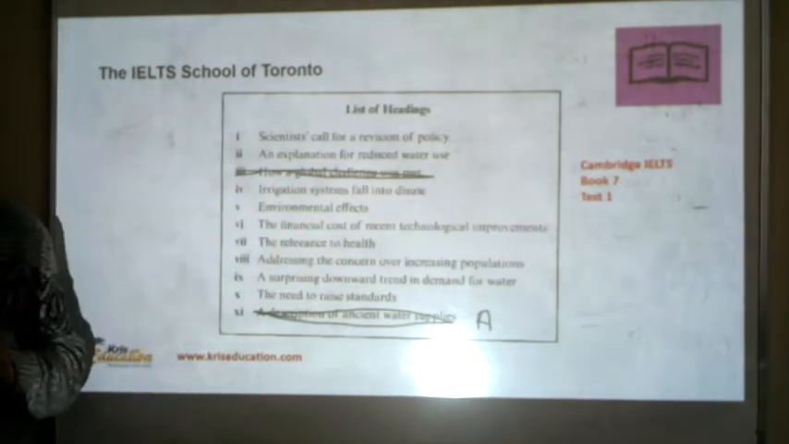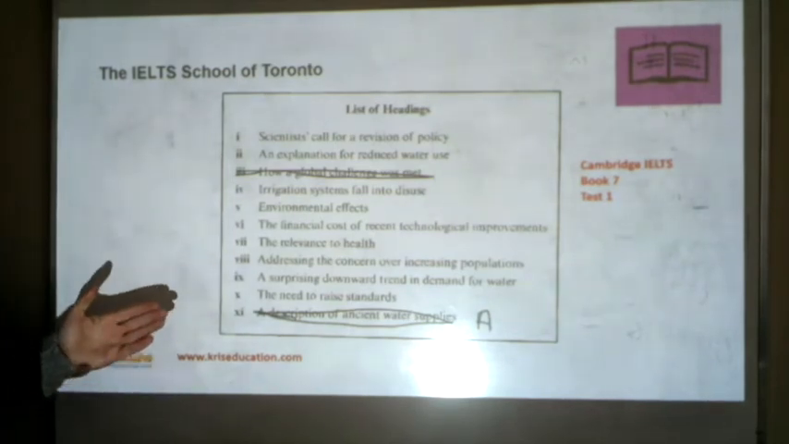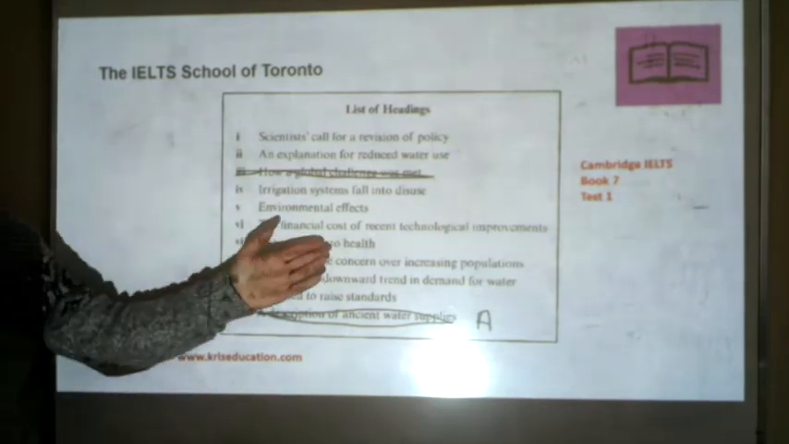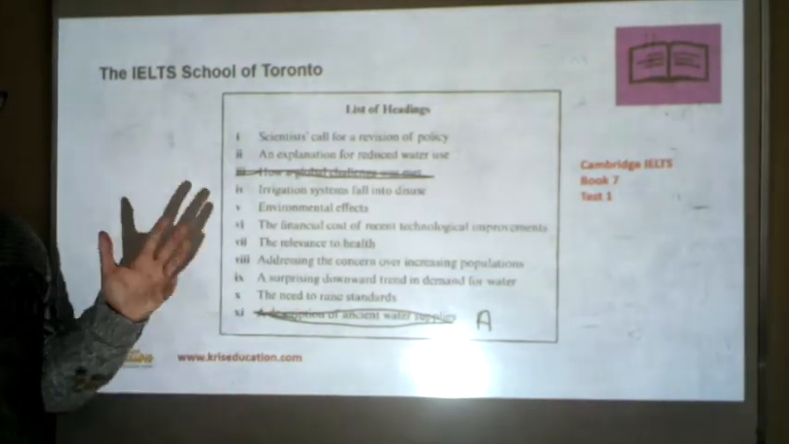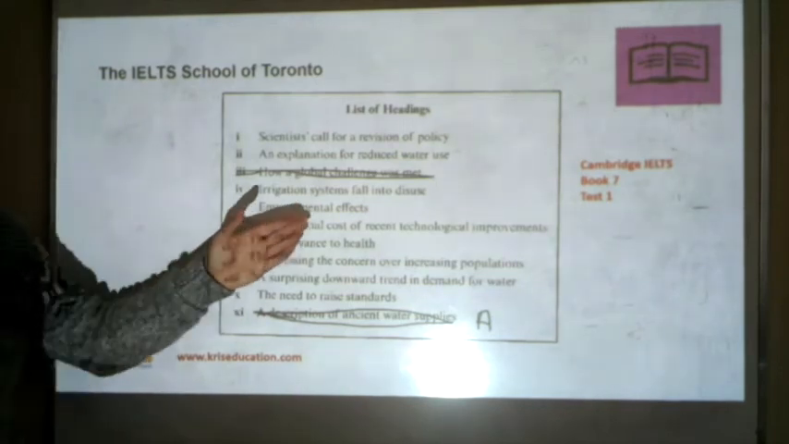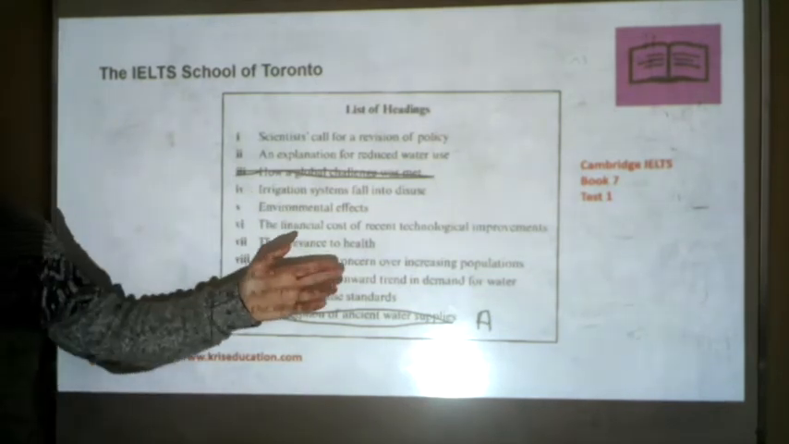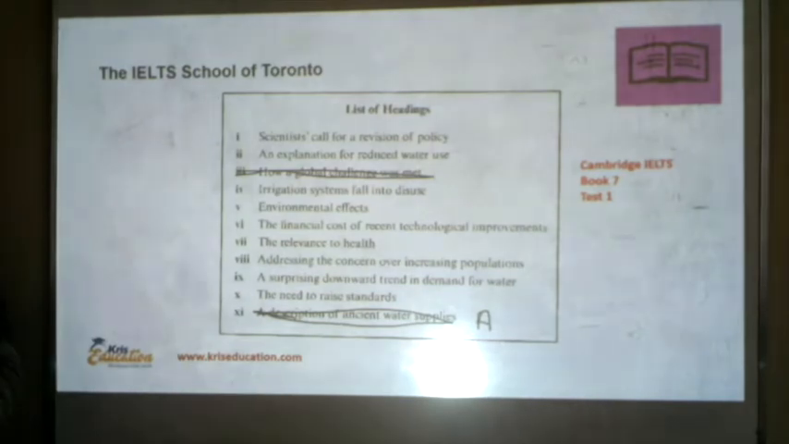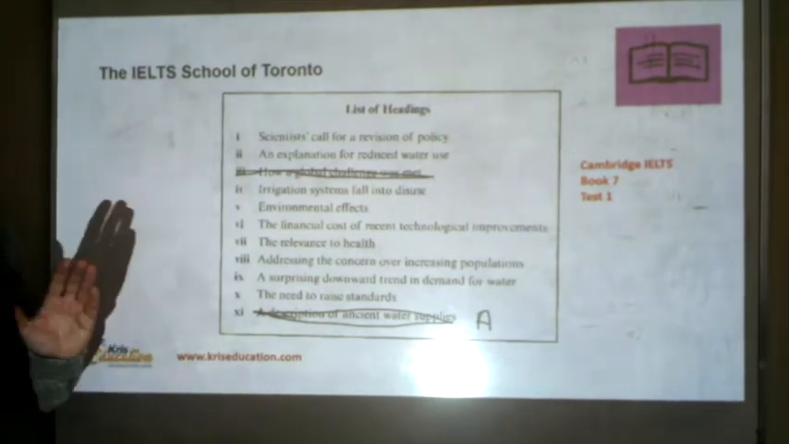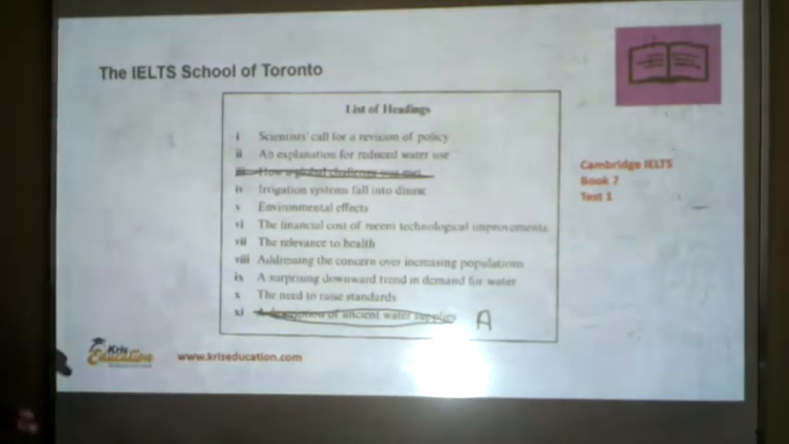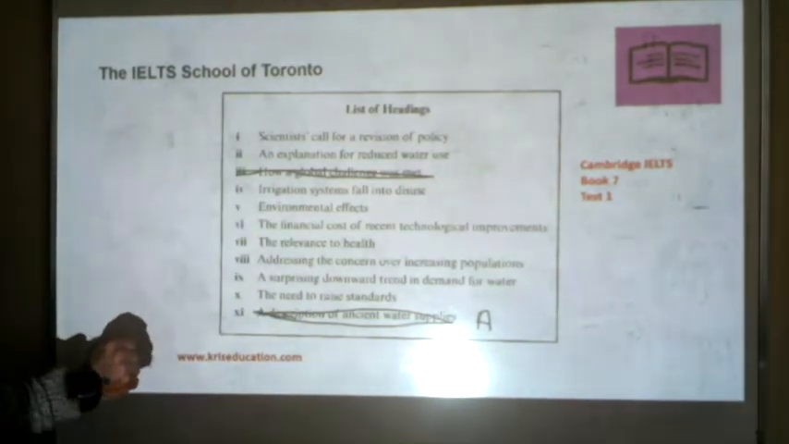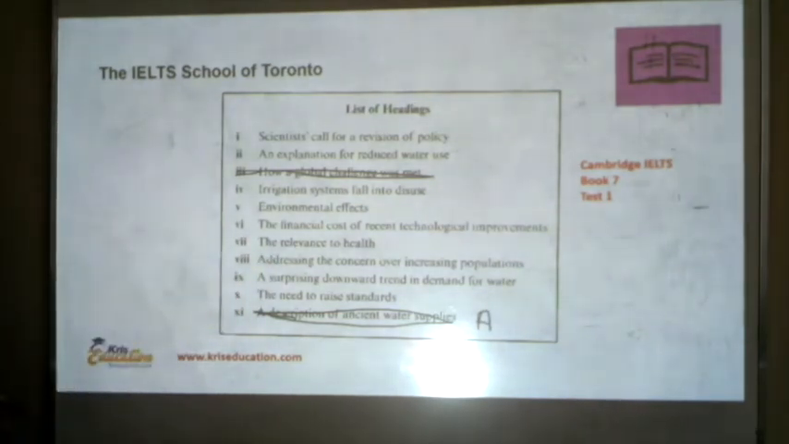The relevance to health? Not directly. Nothing. People suffer. It might be health and suffer. Suffer is a word typically used when we talk about health, but there is no direct synonym, so I would say no for now. Concern over increasing population and people suffer? No. Downward trend in demand for water? Again, no. And the need to raise standards? No. The sentence is simply saying people suffer.